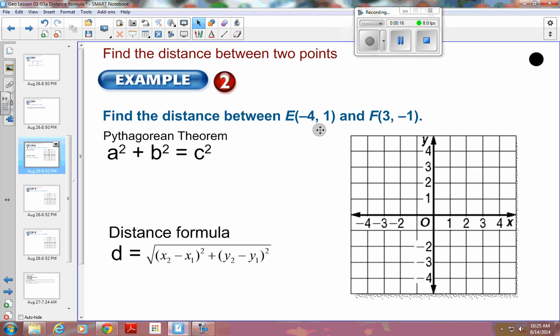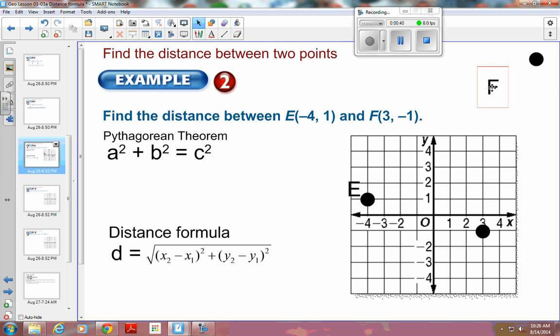So this is going to be -4, +1. So -4 is the x direction, +1 is my y direction. So there is point E. And then my second point is 3, -1. So I'm going to go forward 3 and down 1, so 3 in the x direction, -1 in the y direction, and that is point F.